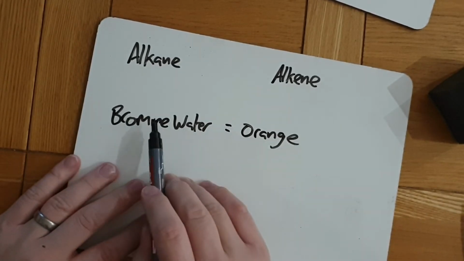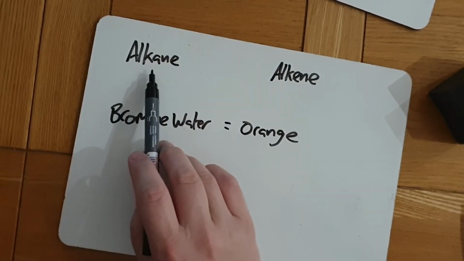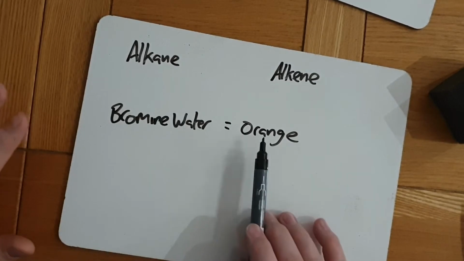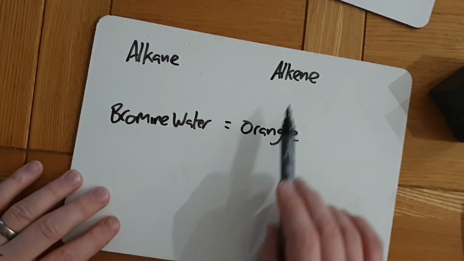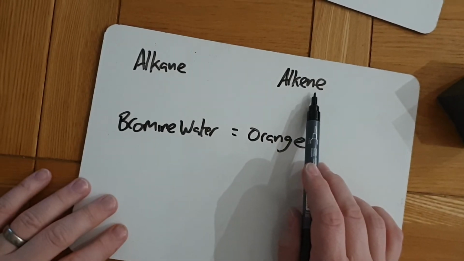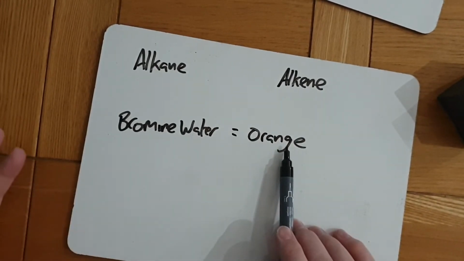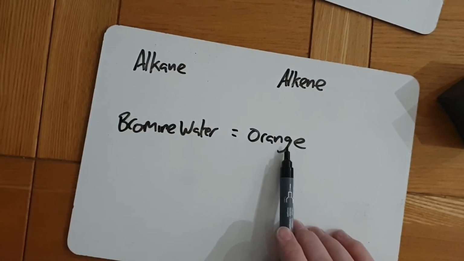So if you stick bromine water with an alkane, it does nothing. It stays the same. It stays orange. If you have bromine water with an alkene, the orange colour decolorizes. It goes from orange to colourless.